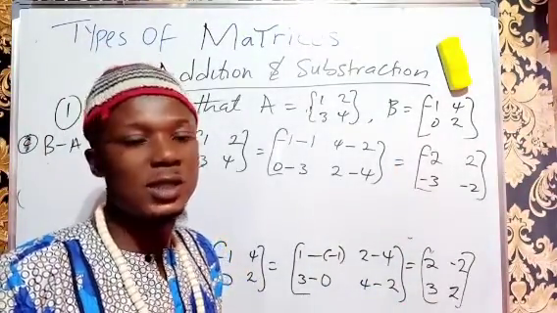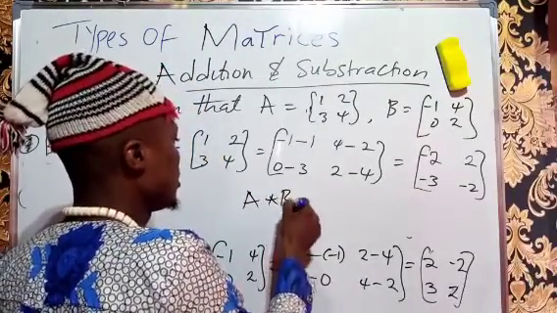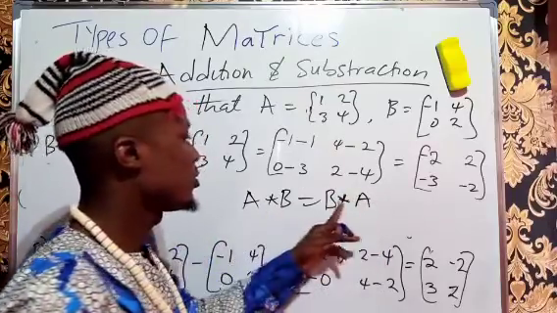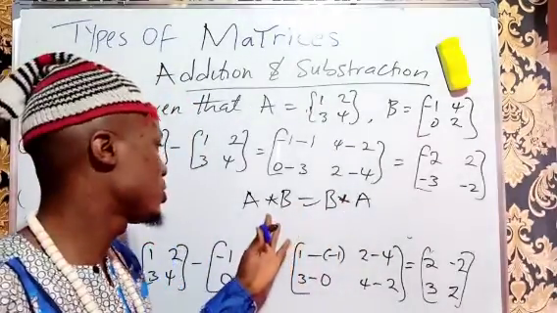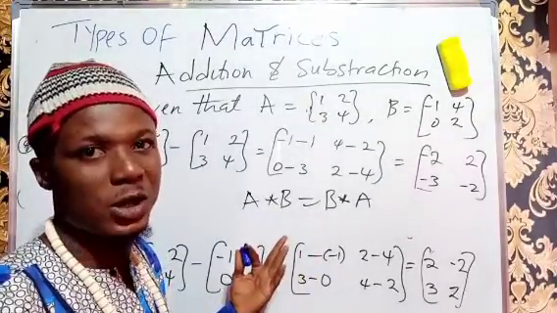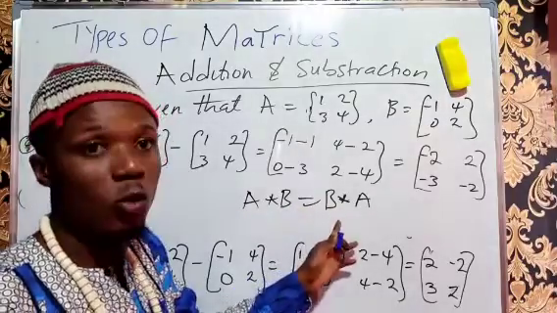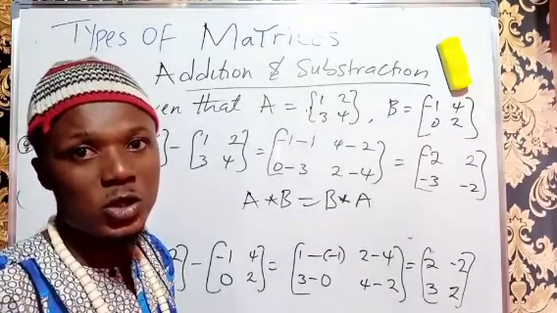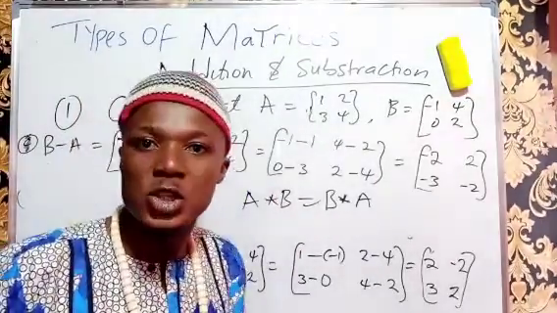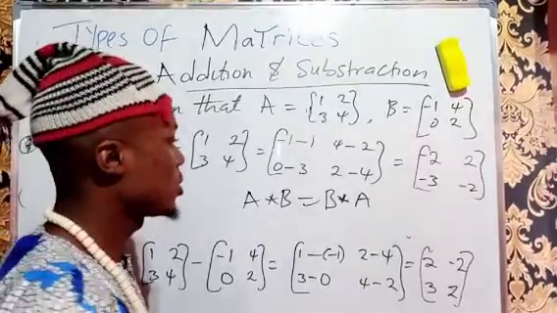We call this commutativity: whenever A star B equals B star A, where star is a binary operation, which can be plus, minus, times, any operation you're talking about. Whenever the arrangement does not matter and these are equal, we say that operation is commutative. Commutativity is seen in addition and multiplication, but you cannot see that in division and subtraction.